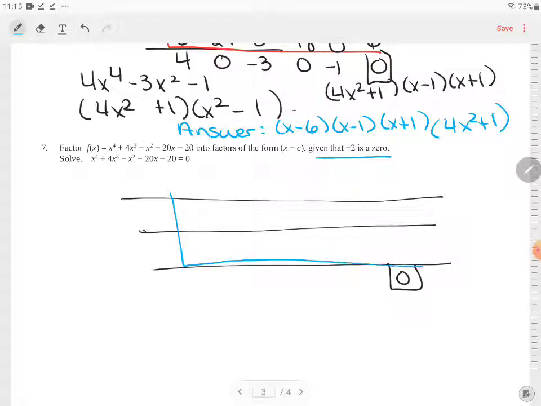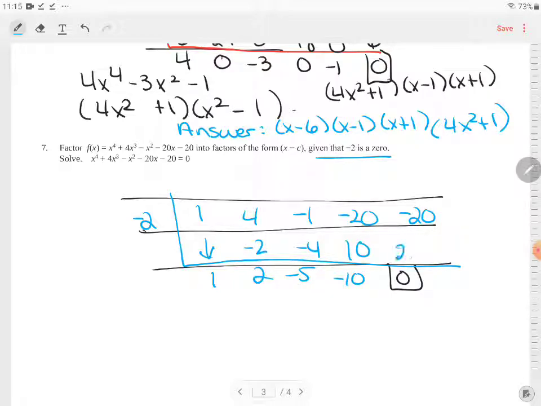So we are going to start with negative 2 here. And we have 1, 4, negative 1, negative 20, negative 20. Bring down your 1, negative 2, 2, negative 4, negative 5. Multiply, you get 10. Add down, negative 10. 20 is 0. Okay, so we are left with x to the 4th, 4 minus 1 is 3. So you have x cubed plus 2x squared minus 5x minus 10. And we have to factor this.